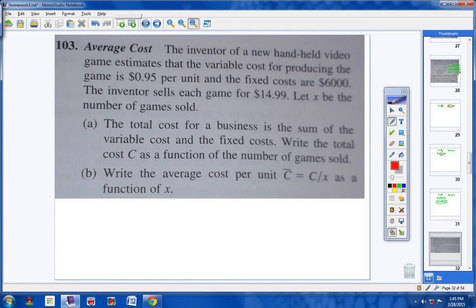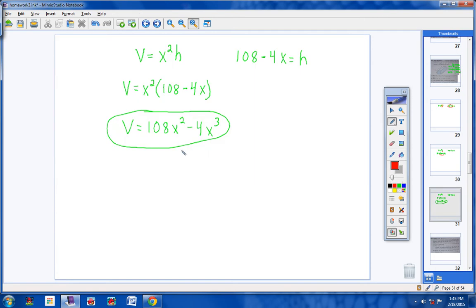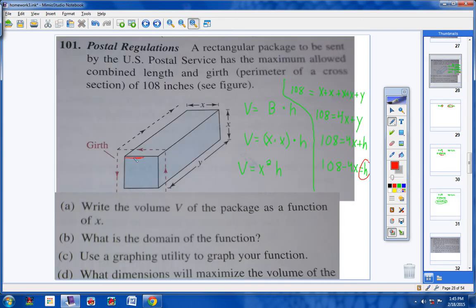We have volume in terms of x, or volume as a function of x. So now all that I have to know is how long this side is right here. Let's pretend it's 3 inches. That's pretty small. Let's say 3 inches. All that I have to know is the side is 3 inches.